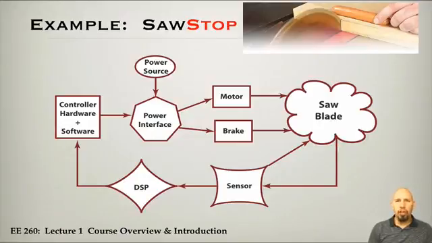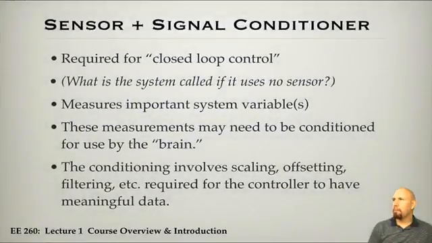We saw in our learning objectives that one of them is to be able to apply a microcontroller in a closed loop control system. This is an example of a closed loop control system. So notice we have this loop here. This is a block diagram for that.